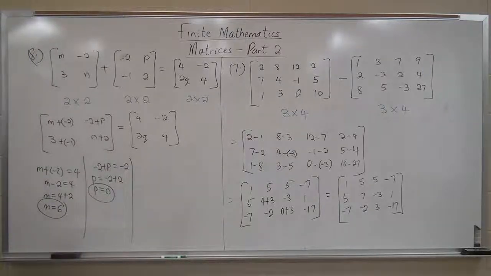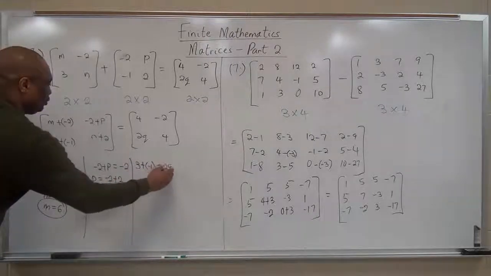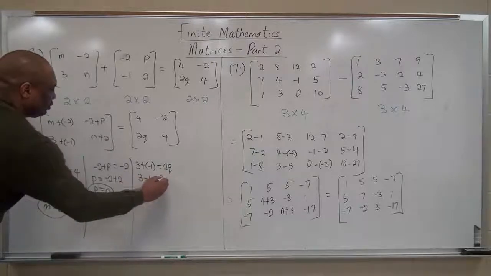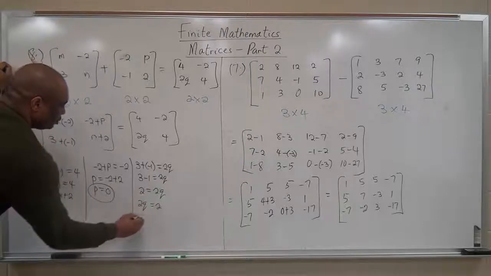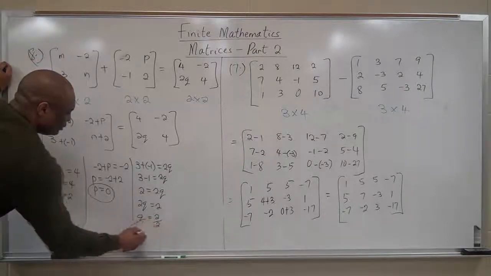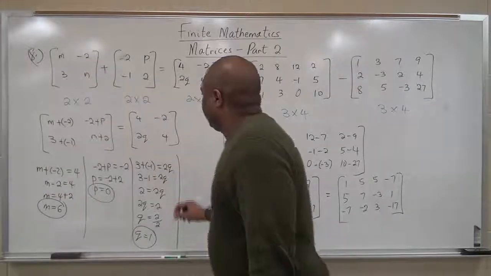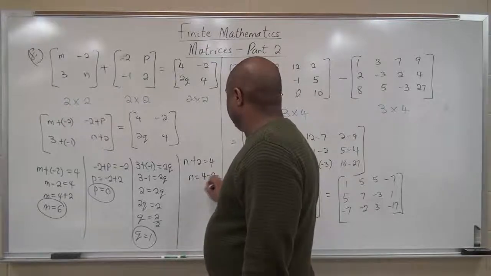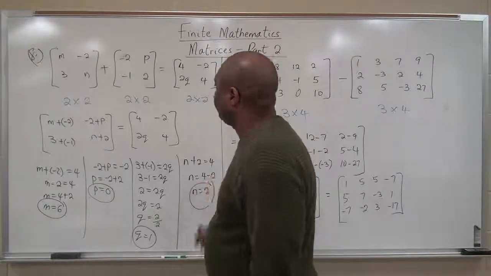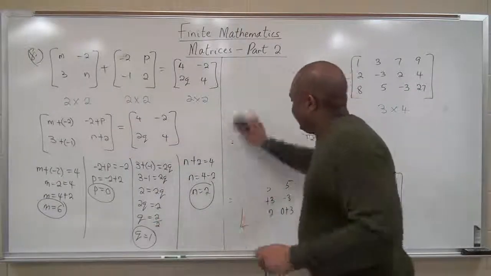Okay? Next one, 3 plus negative 1 is equal to 2q. 3 minus 1 is equal to 2q. 2 is equal to 2q. q is equal to 2 divided by 2. q is equal to 1. Okay? And then the last one, n plus 2 is equal to 4. n will be 4 minus 2. n will be 2. Okay, that's question 8. Question 9 is the next one.